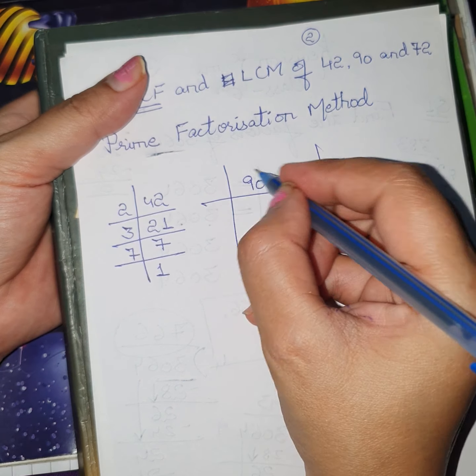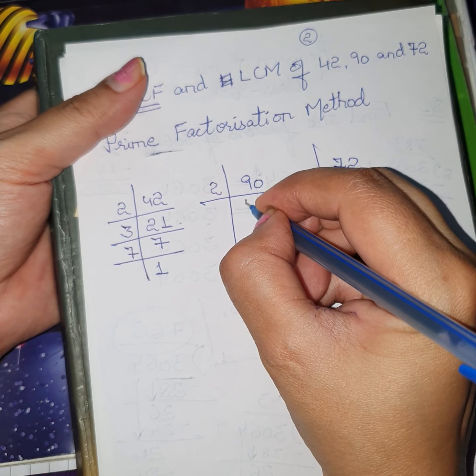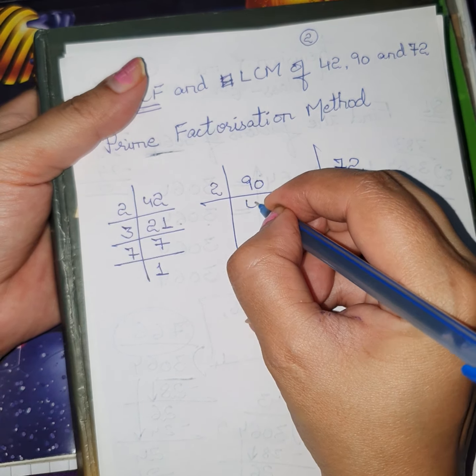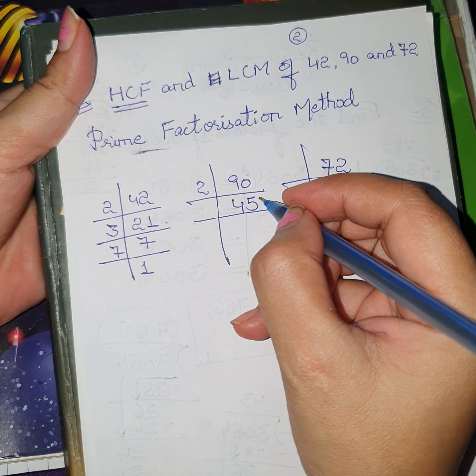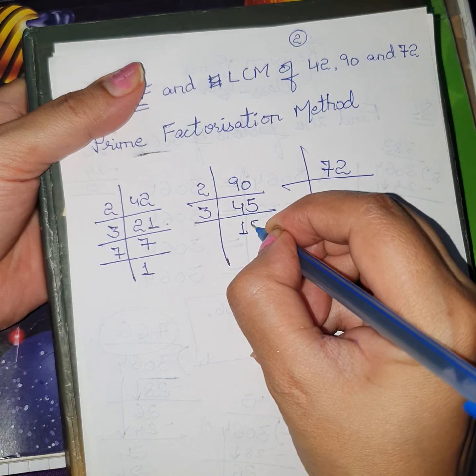7 1s are 7. Here 90, the last digit is 0, so it will also go by the table of 2. 2 4s are 8, 1 carry over 10, 2 5s are 10. 45, 4 plus 5 is 9. That means this number comes in the table of 3. So we will do it by the table of 3. 3 1s are 3, 3 5s are 15.